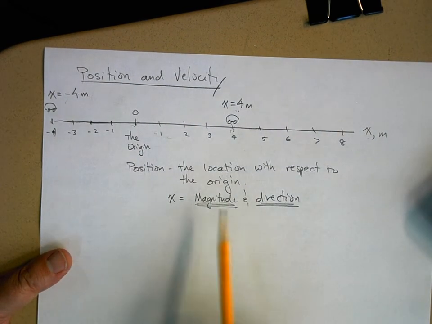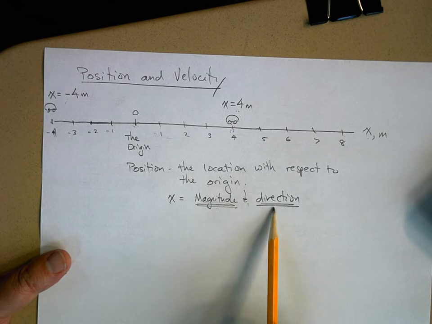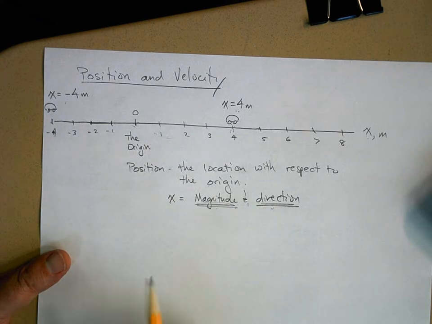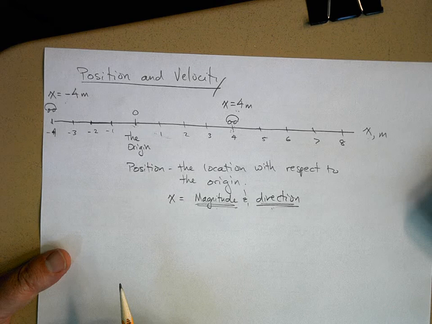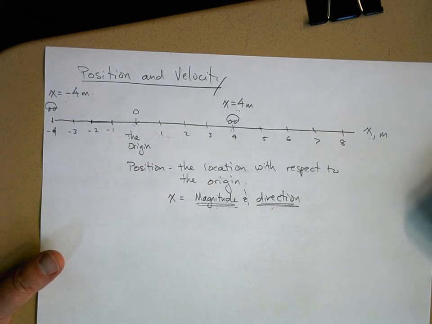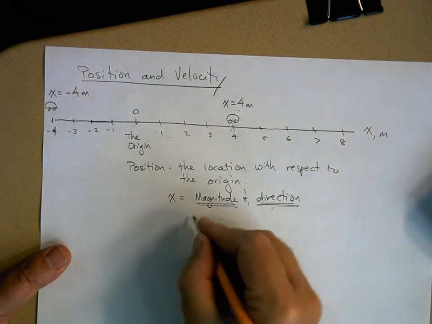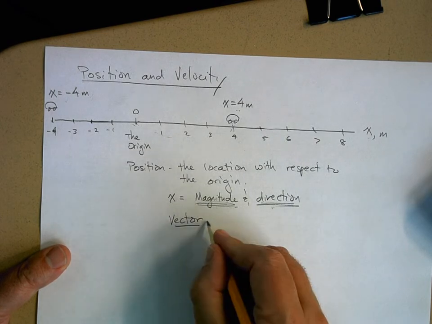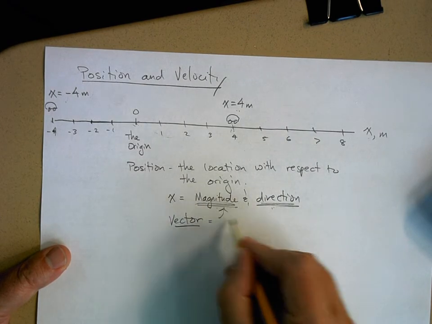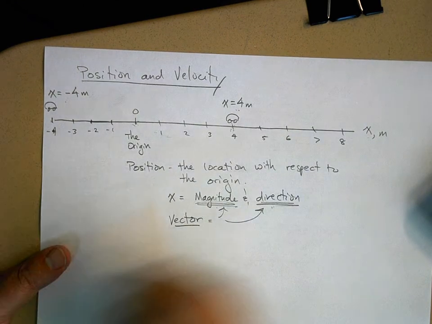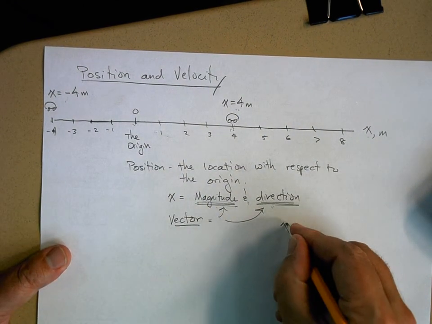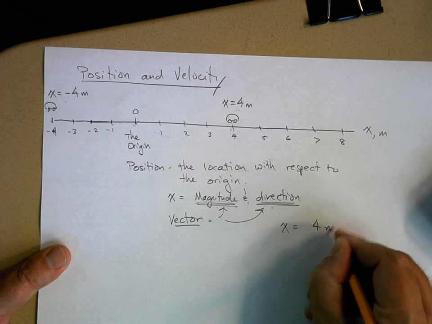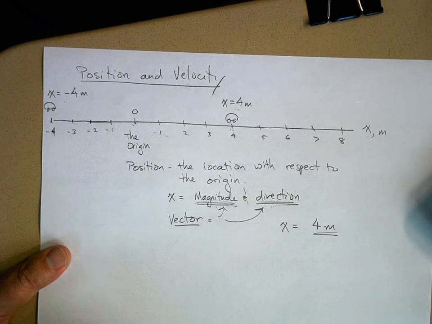Now, what do we call quantities that have magnitude and direction? You need a spatial direction to describe them. Anybody know? I think in some of your math classes you talk about them. Quantities that require a spatial direction as well as a magnitude are called vectors. Position is a vector. A vector has a magnitude and a direction. In this case, if I said x equals 4 meters, the 4 meters is the magnitude.